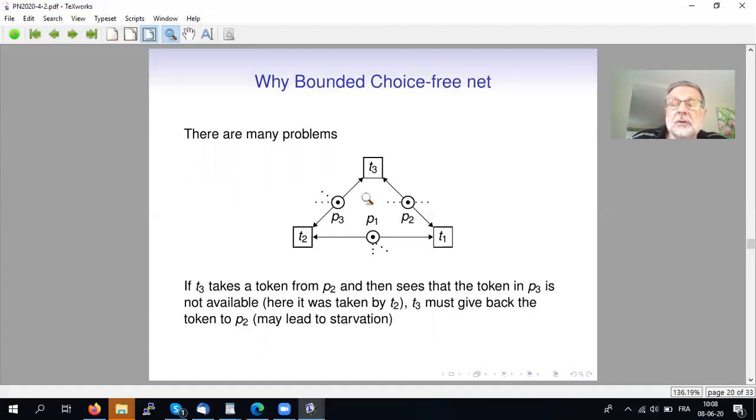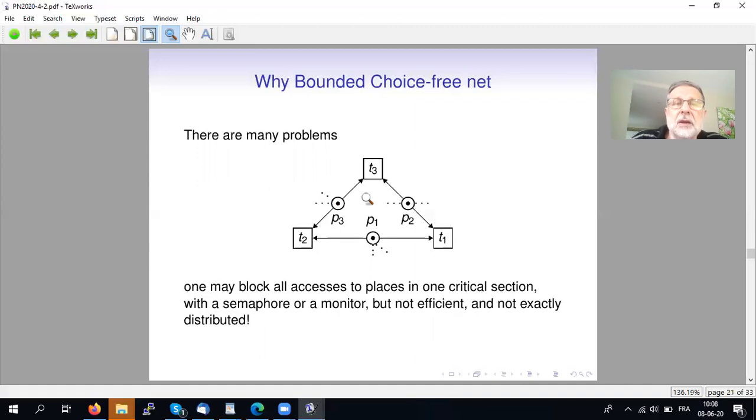It's possible to avoid this problem again by blocking all accesses to places in one critical section, implemented with a semaphore or monitor, for instance. But this is not efficient, and also for me it's not exactly a distributed solution.